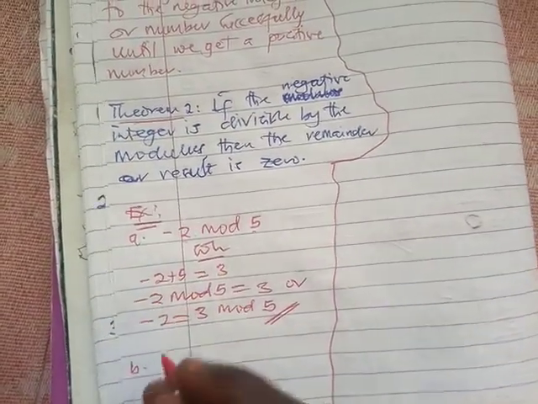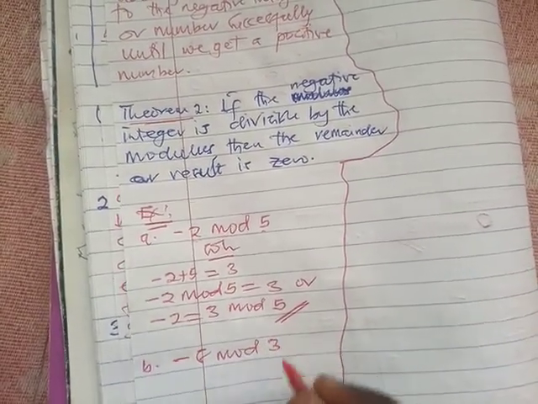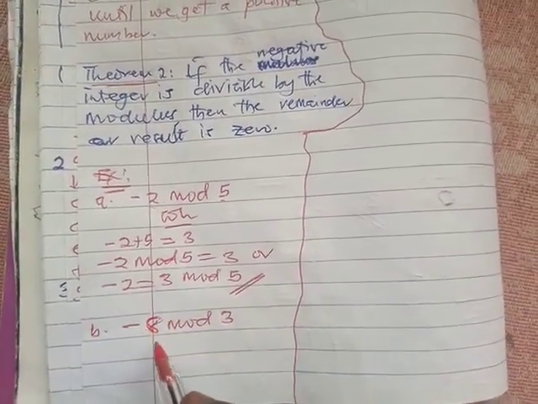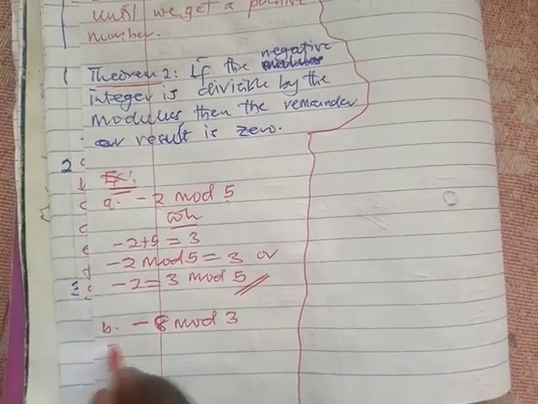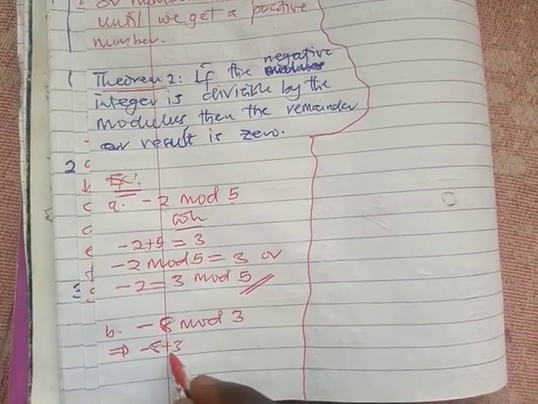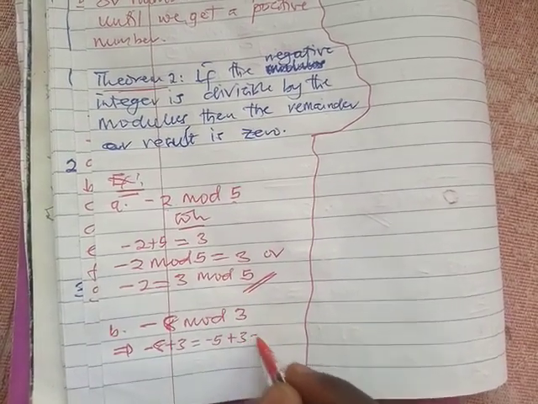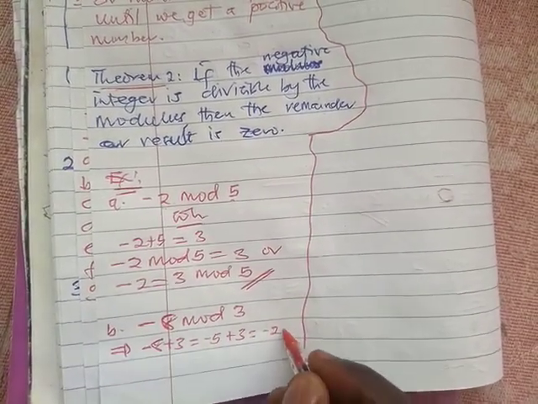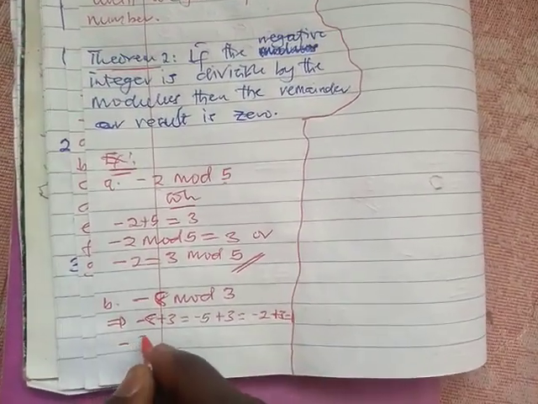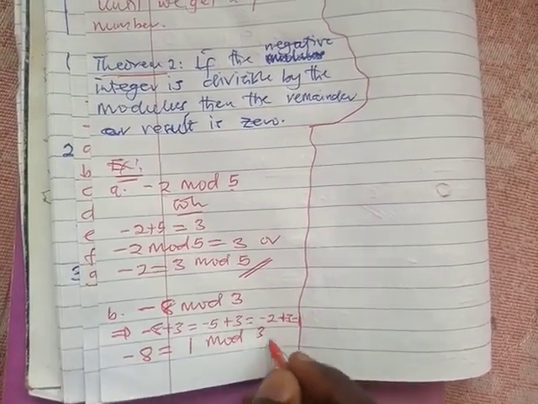The next example we are going to look at is -8 mod 3. So you continue adding 3 to -8 until we get a positive number. So let's add -8 plus 3. We'll get -5. -5 plus 3, we get -2. And -2 plus 3, we get 1. So the answer to the problem is -8 is equal to 1 mod 3.